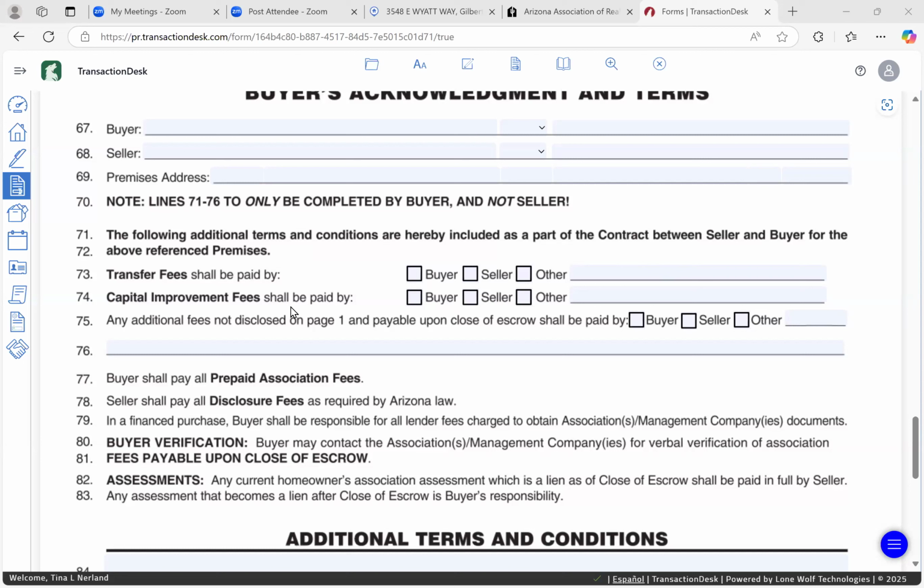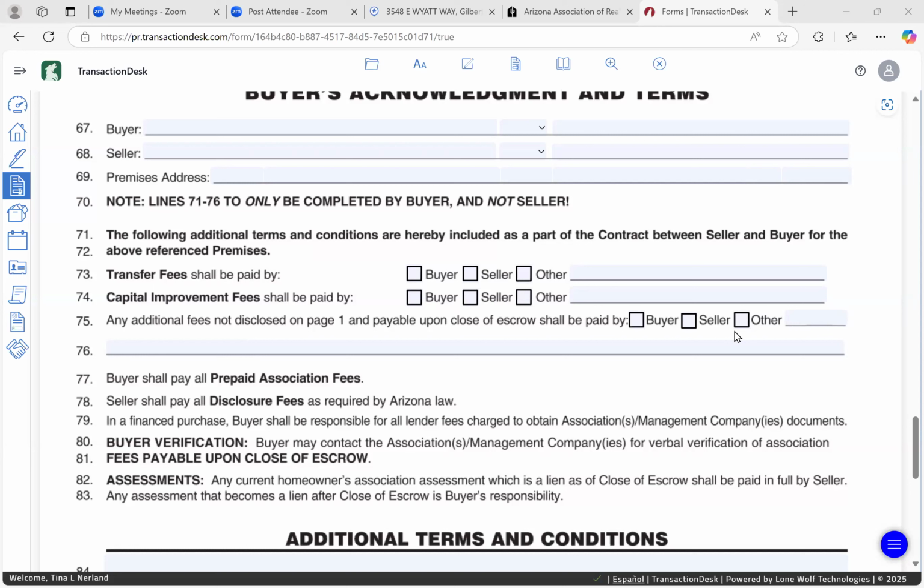Who's paying for the capital improvement fees? Keeping in mind, capital improvement fees have a couple different names: reserve account, community enhancement, whatever it might be. That is what this is referring to. Who's paying for that? Any additional fees not disclosed on page 1 and payable upon close of escrow shall be paid by buyer, seller, or other. I always say if it's not disclosed, then I feel the seller should be responsible for that.